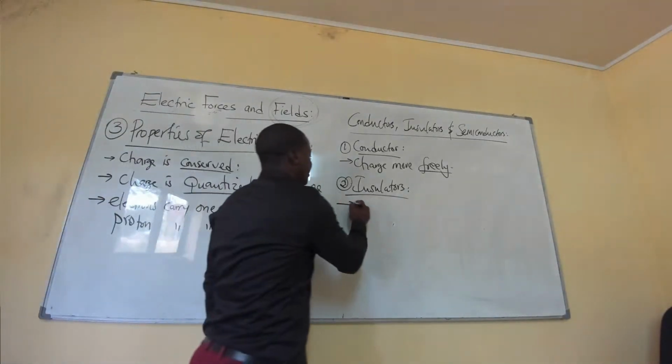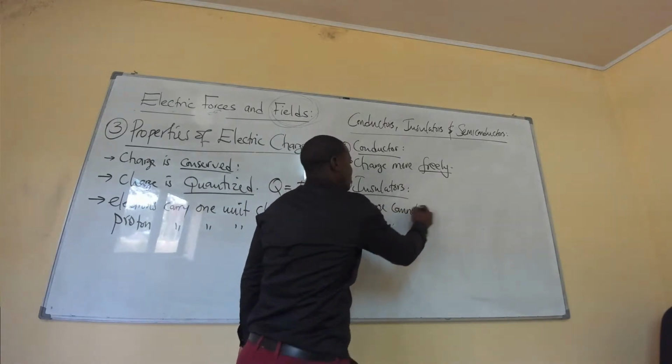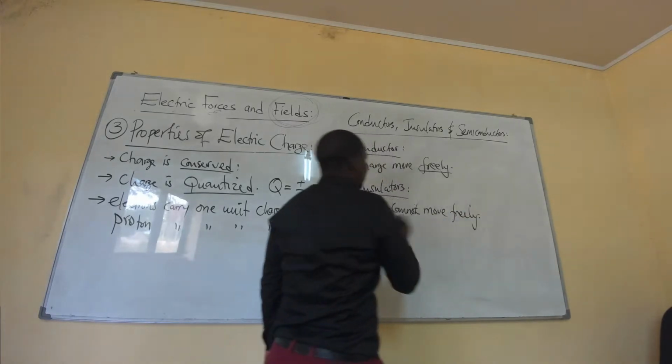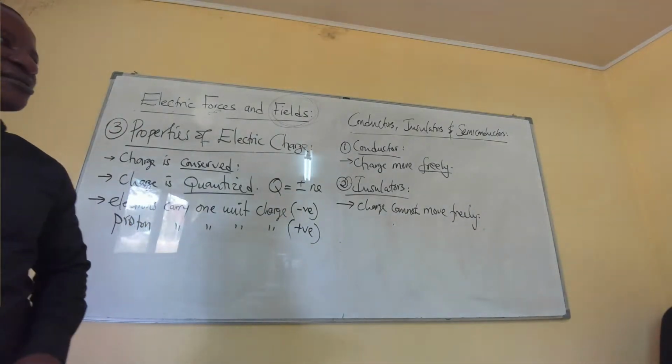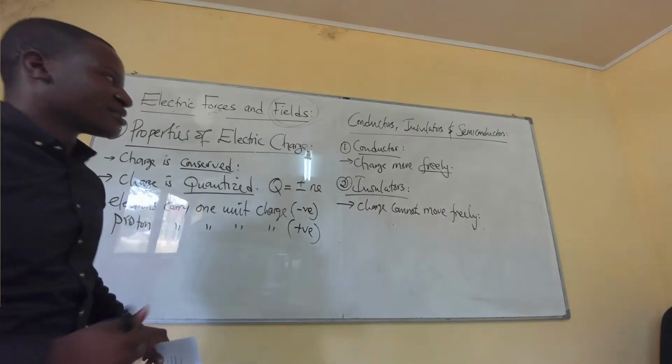So charge cannot move freely. So here also you can give examples, for example, wood, plastic, and all that. So you can give some examples here.